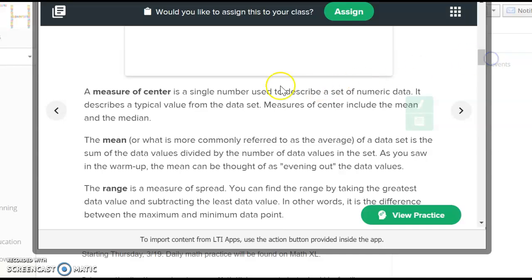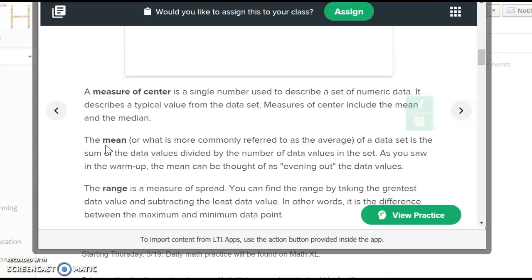All right. Now it gets into some vocabulary. A measure of center is a single number used to describe a set of numeric data. It describes a typical value from the data set. Measures of center include the mean and the median. Okay, and the mean is more commonly referred to as the average.